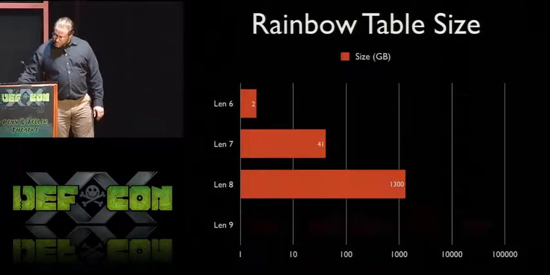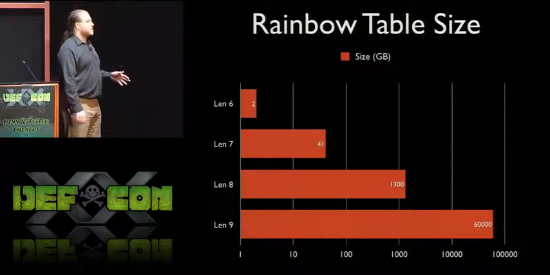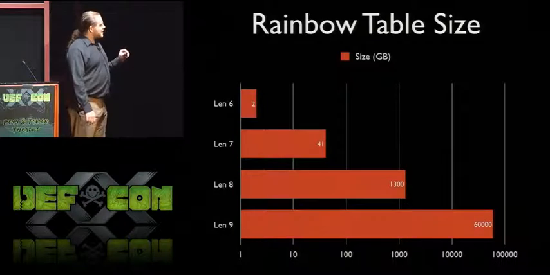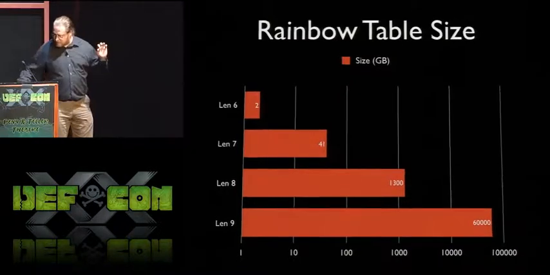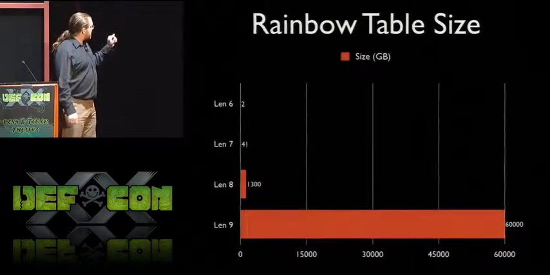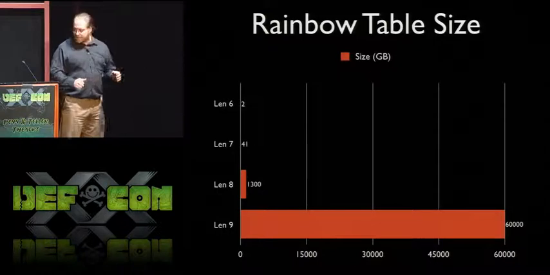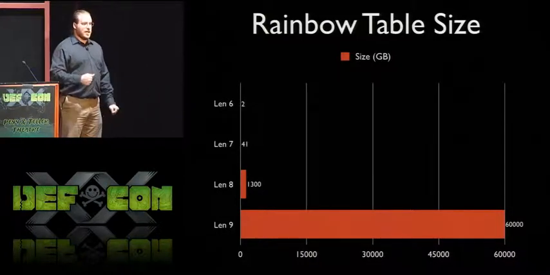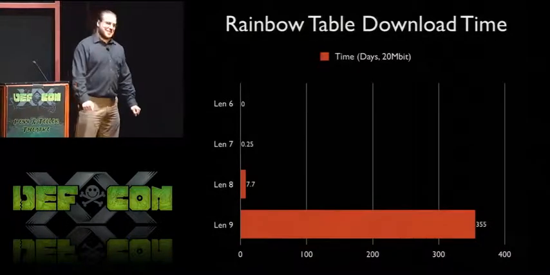Length 9 tables are looking at roughly 60 terabytes for a full set. This gets really big, and just in case you hadn't noticed that this is a logarithmic graph, let me make my point a little bit more clearly. Length 9 is big. And for those of you who live in the United States, where we're America, and damn it, we don't do broadband, let's look at some table download times.